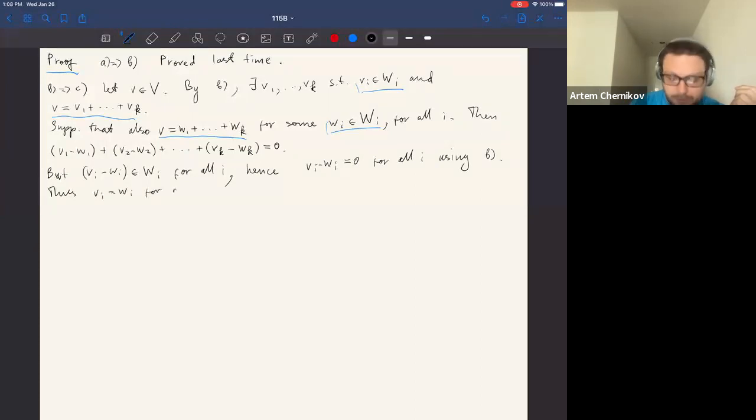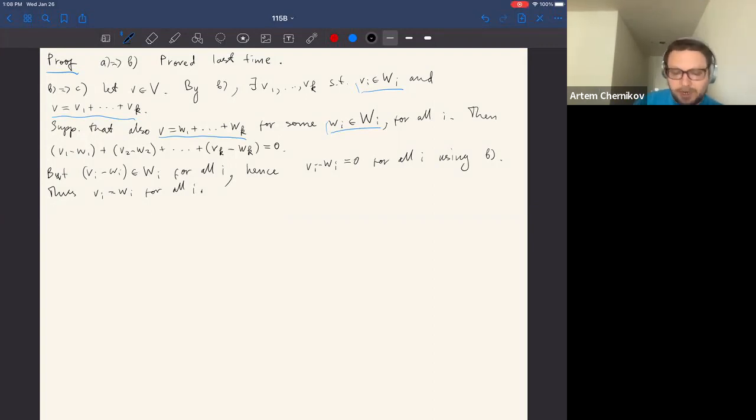all i, right? But this exactly means that there is only one way to present v as the sum of such vectors, because we started with two arbitrary representations, the one given by the vi's, the other given by the wi's, and we have proved that they are the same. Okay, so this shows that C holds. So this concludes the proof that B implies C, okay?